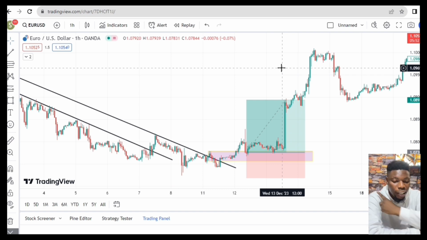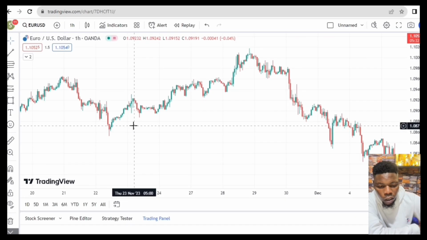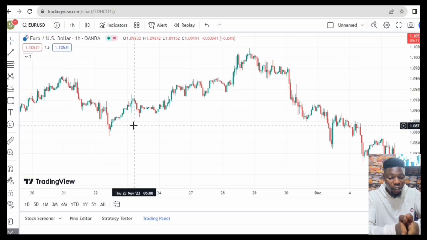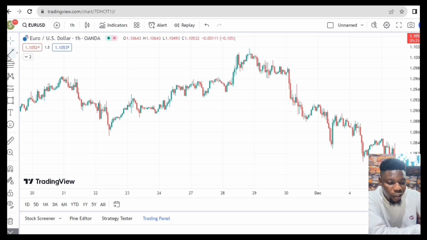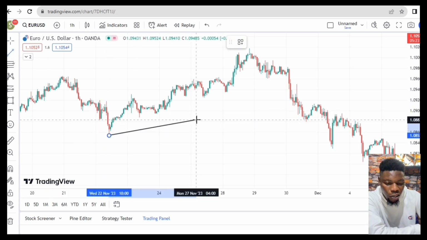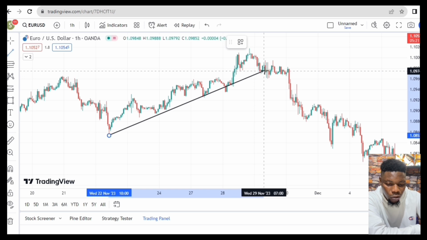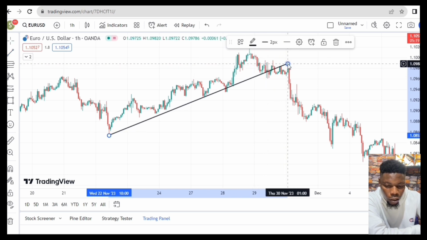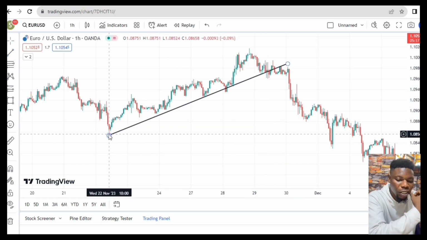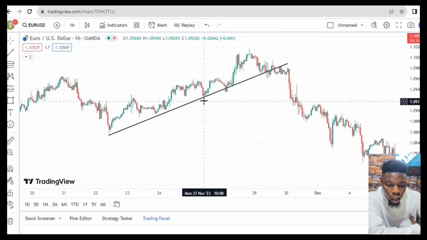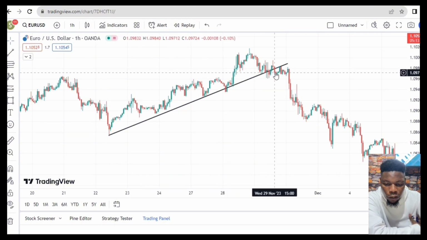So let's take another example. This is another example. This is a bullish trend going, and we're expecting it to become bearish. We can draw a trend line easily here. We can spot the trend very easily. So this is how to draw it correctly. We can see 1, 2, 3, and 4, then a break.